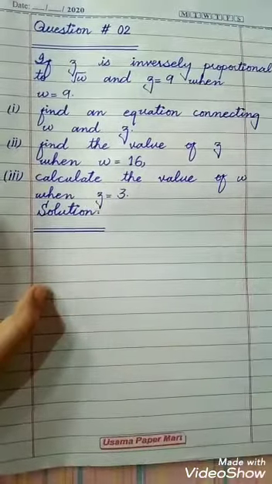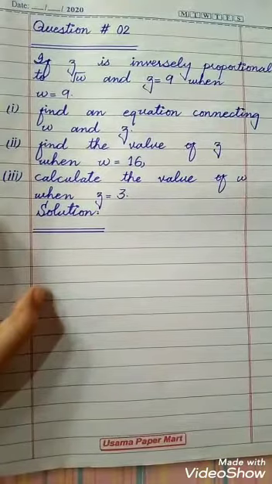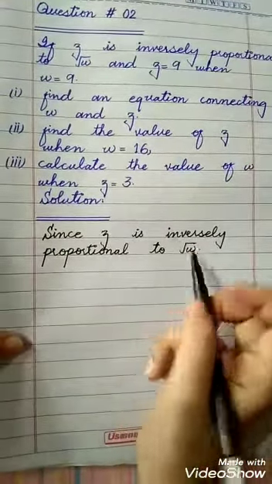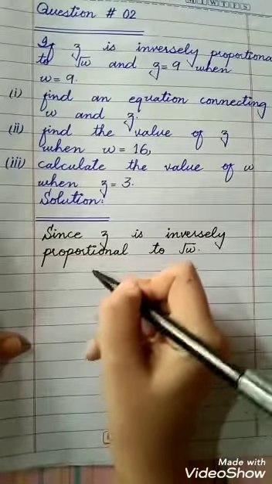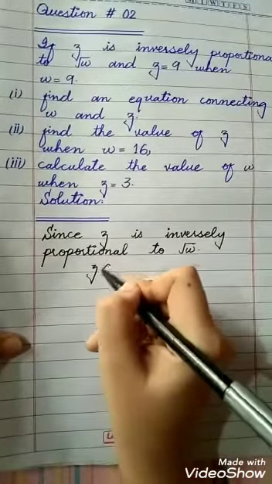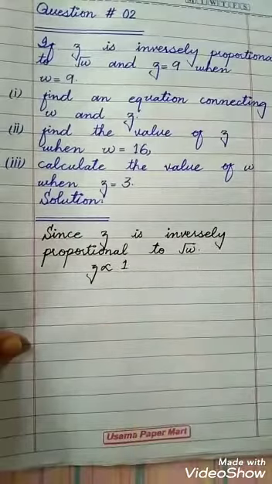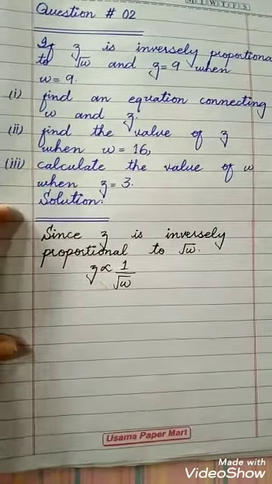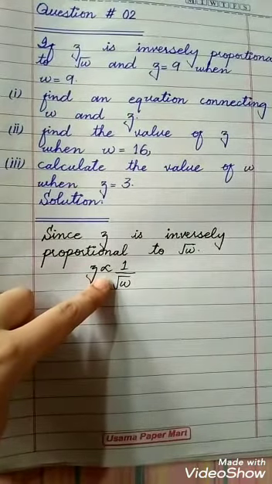Now in part 2, the relation is given. First of all we will start with the relation. Since Z is inversely proportional to the square root of W, we will write this relation: Z is inversely proportional to 1 by the square root of W. So we will remove this sign by placing K.